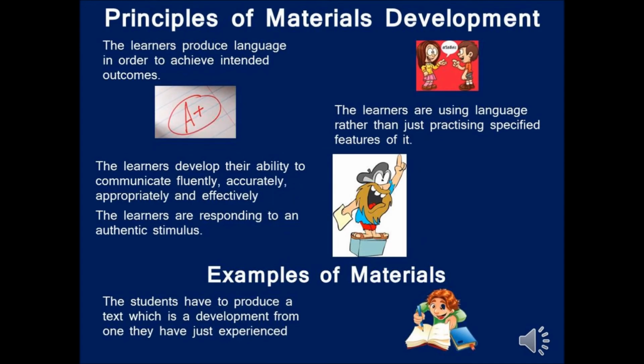Principle of material development. The learners produce language in order to achieve intended outcomes. The learners are using language rather than just practicing specific features of it. The learners develop their ability to communicate fluently, accurately, appropriately, and effectively. The learners are responding to an authentic stimulus. Example of materials: the students have to produce a text which is a development from one they have just experienced.